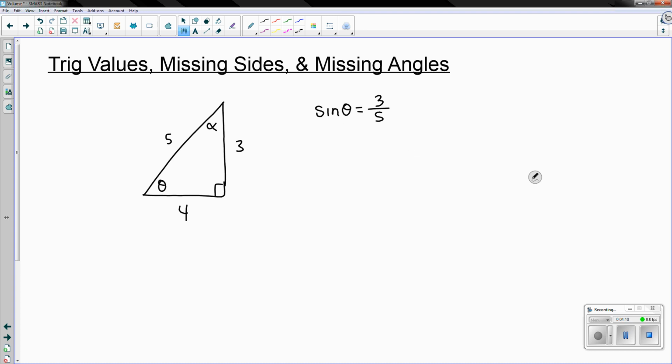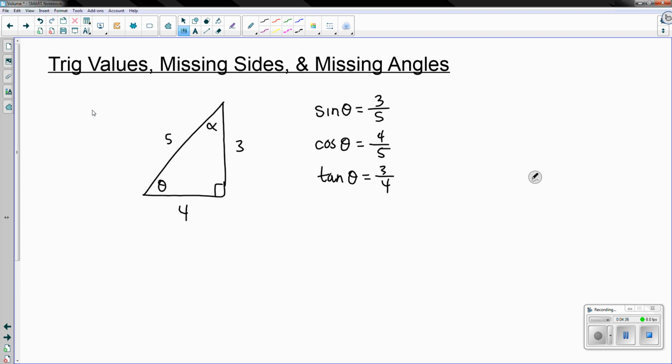So let's go back to theta. What's my cosine? It's going to be adjacent, which is 4 over hypotenuse 5. What's my tangent? It's going to be opposite over adjacent. And by the way, these are the answers. So if I ask you for the trig value, so if I say, what is sine of theta? All you have to do is give me 3/5. That's the answer. Okay?